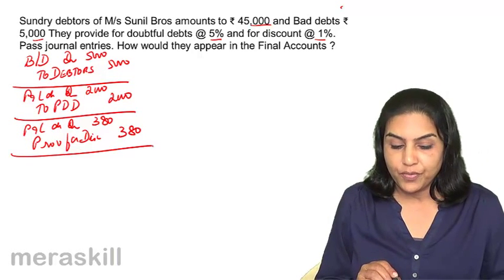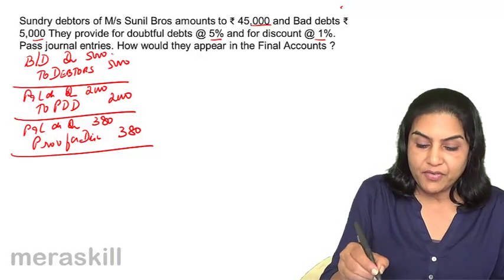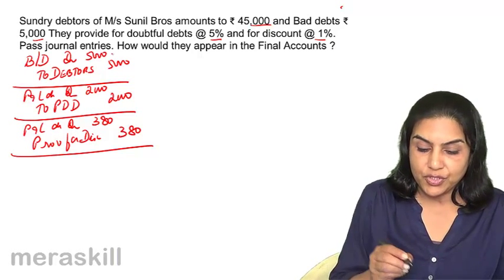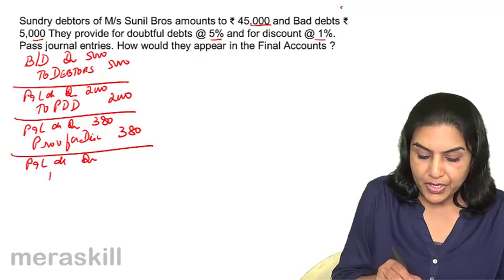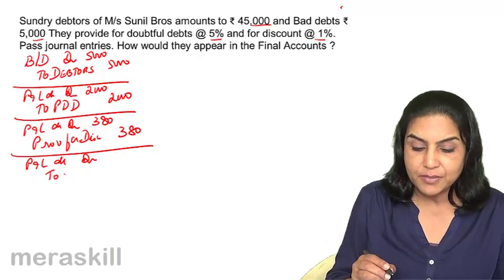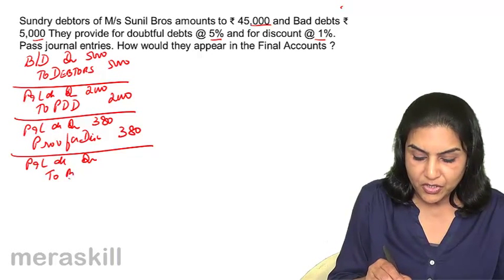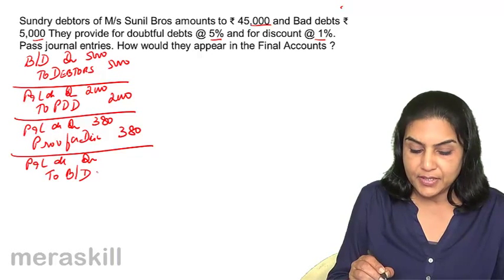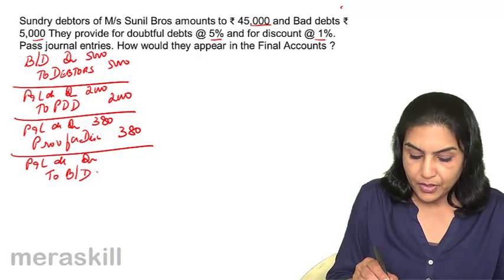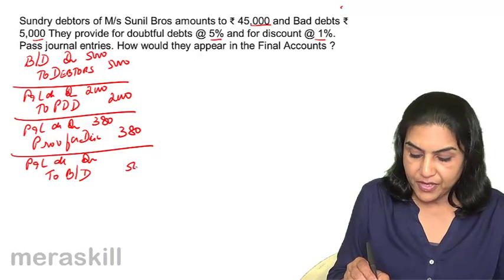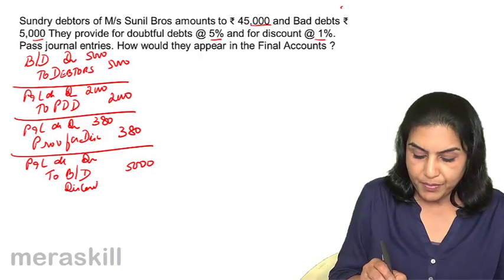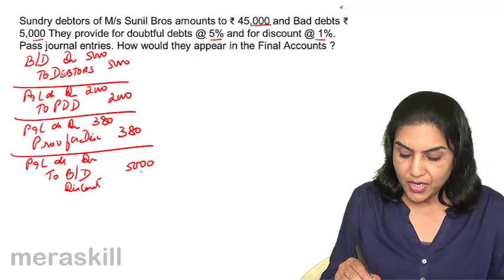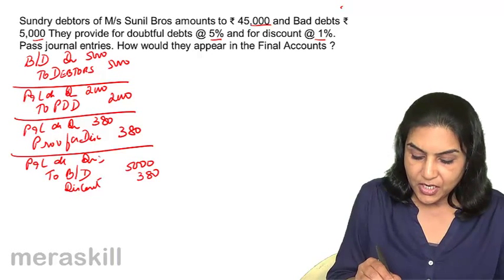Next, what do we do? This is done. What are the items we have? We have bad debts of 5,000 here. We are taking it to profit and loss account, because it doesn't appear to be an old provision. Profit and loss account debit to bad debts, an amount of 5,000, and also discount can be closed by transfer to profit and loss, an amount of 380, totally 5,380.